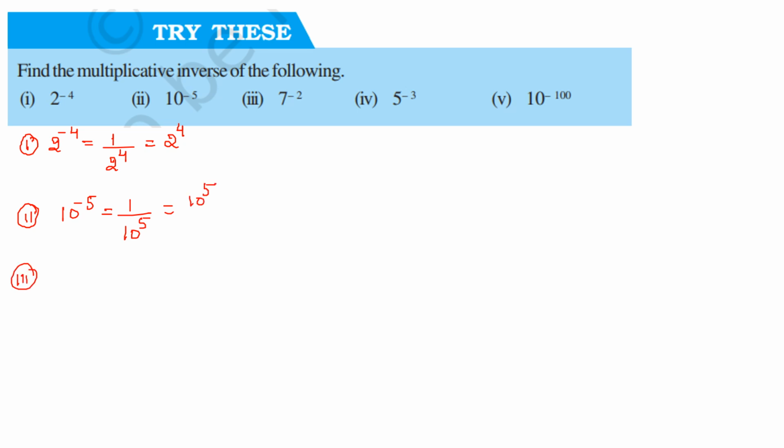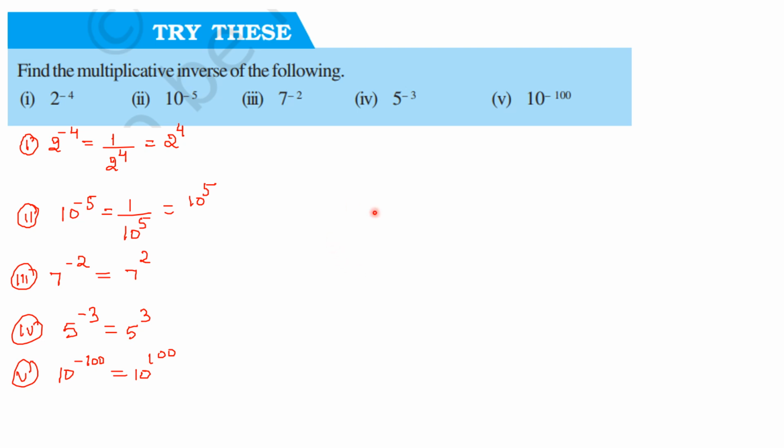Third one, 7 to the power minus 2. So from here now we can say directly the reciprocal of 7 to the power minus 2 is 7 square. Now the reciprocal of 5 to the power minus 3 will be 5 cube. And 10 to the power minus 100, the reciprocal will be 10 to the power 100. So these are the very easy questions which were given in the try these.